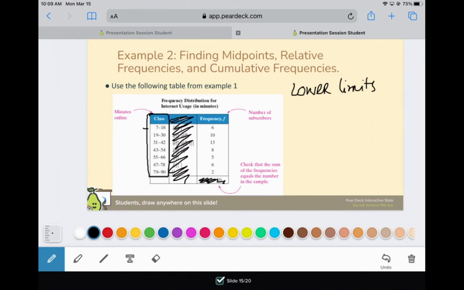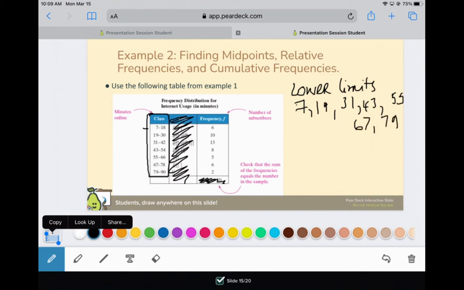So the first one is 7. Good. What is the next value? We have 19. Good. We have 31. We have 43. Good. We have 55, 67, and then 79. Good. So don't say 7 through 79. You actually list it out, because these are the values that represent the lower limit.